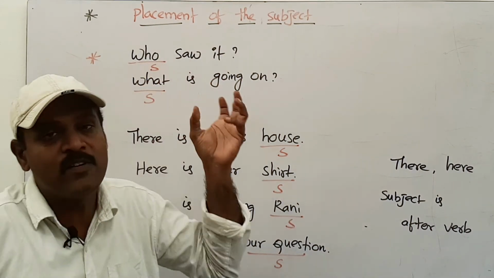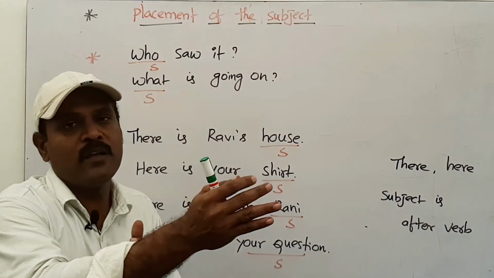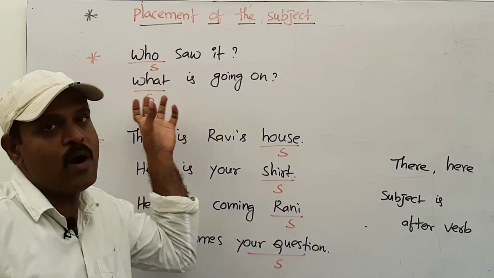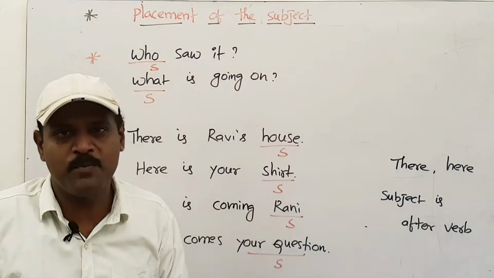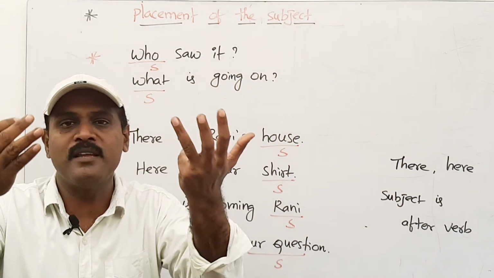Actually, it is an adverb of question. What is going on? The answer is something is going on. So in place of something, we use what here. That's why what is the subject here. Got my point? So you can get full clarity when we are explaining adverbs.